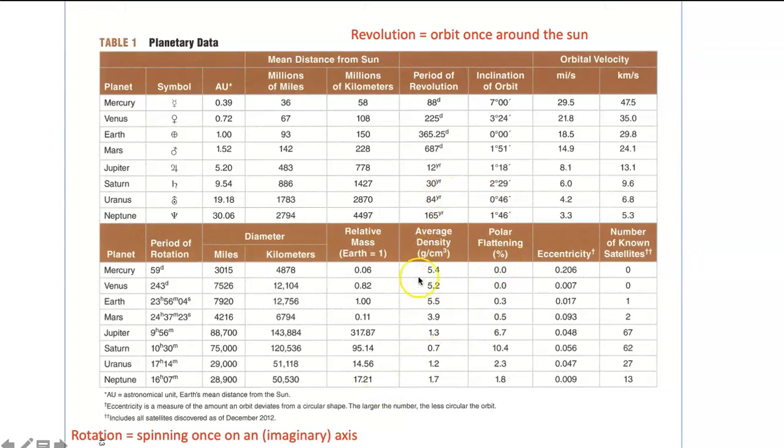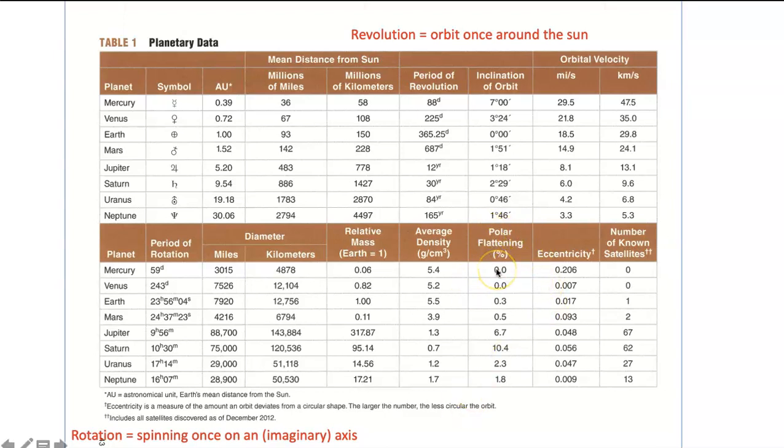Density is important. Remember, density is how compact something is. It's different than mass. Mass is how much material is there. Density is how compact is that mass. And so you can see that the densities vary quite a bit. And remember that the density of water is 1 gram per cubic centimeter. So keep that in mind because there's a question in here about water's density and the planet's density.